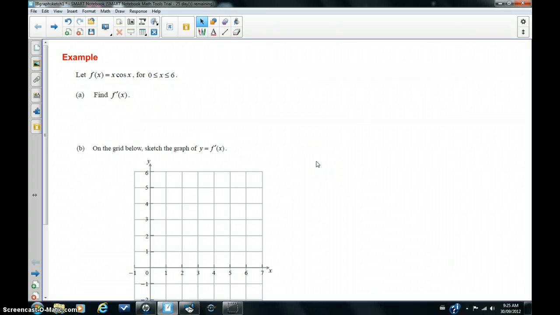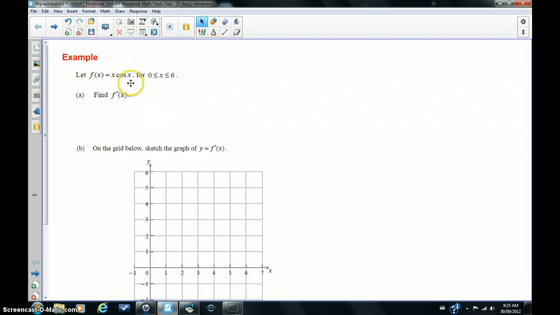I'm Mike James, and in this tutorial I'm going to use the calculator to graph a function. In this example we're given f of x equals x times cosine x for x between 0 and 6. In part A we have to find the derivative of f of x.